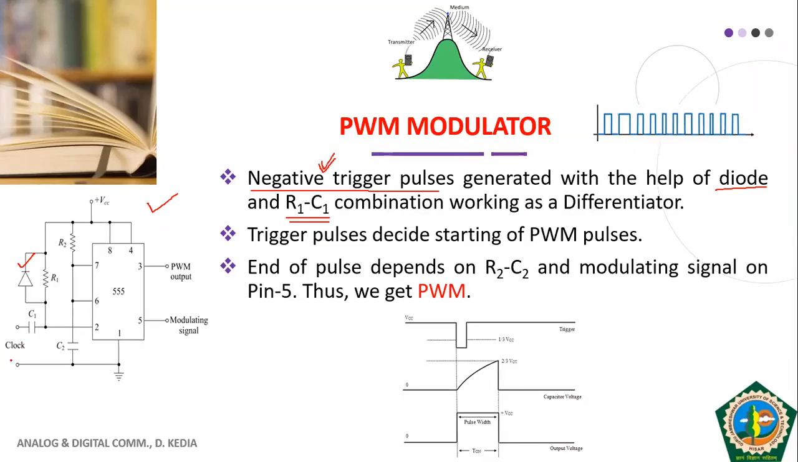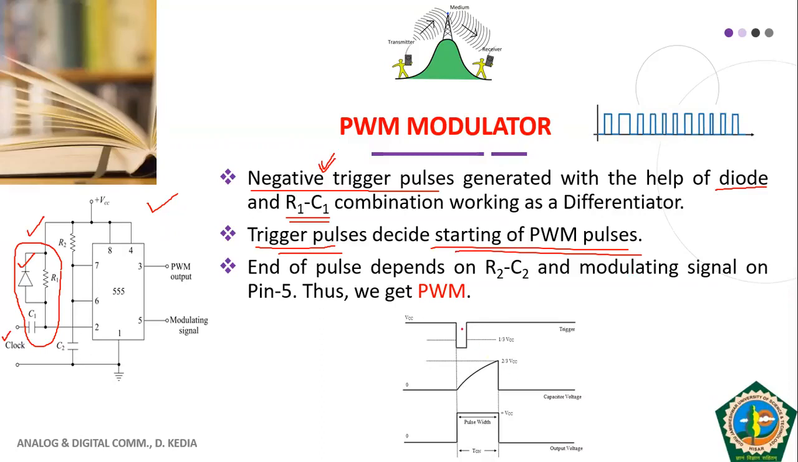You can see here the pulses are generated from the clock signal, and from that clock signal we generate negative trigger pulses by using the differentiator and diode. So this portion generates your negative trigger pulses. These trigger pulses decide the starting of the PWM pulses. Your monostable multivibrator will start working when trigger pulses arrive. So obviously, when trigger pulses arrive, the beginning of the PWM pulse will exist.